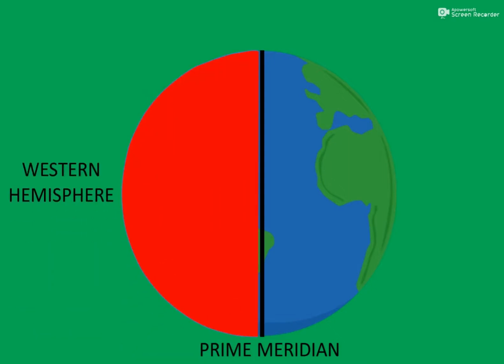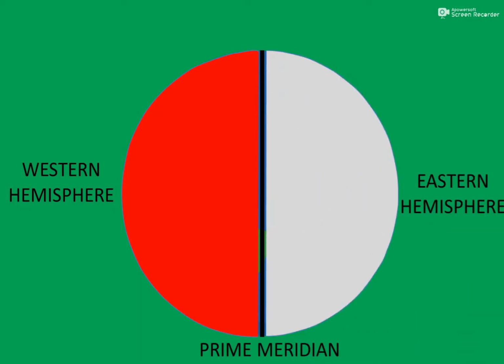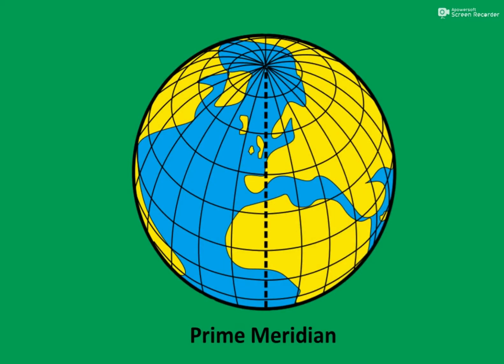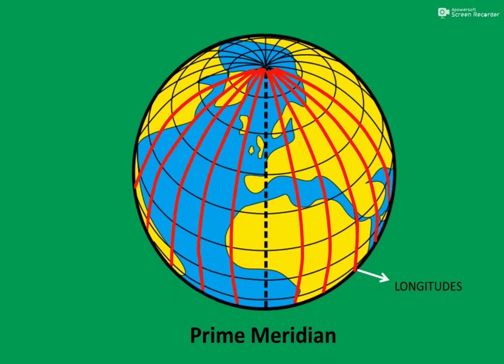The western part of the prime meridian is called the western hemisphere and the eastern part of the prime meridian is called the eastern hemisphere. So now, taking the prime meridian as base, we have some lines drawn from the North Pole to the South Pole. Can you see these lines running from the North Pole to the South Pole? Yes, these red lines are called longitudes. They are not parallel to each other and they are numbered from 0 degree to 180 degree.